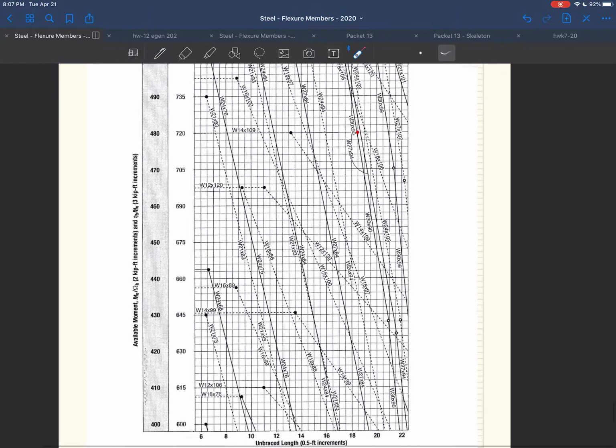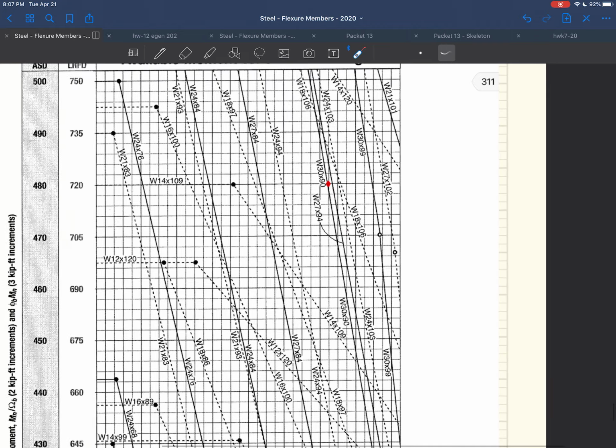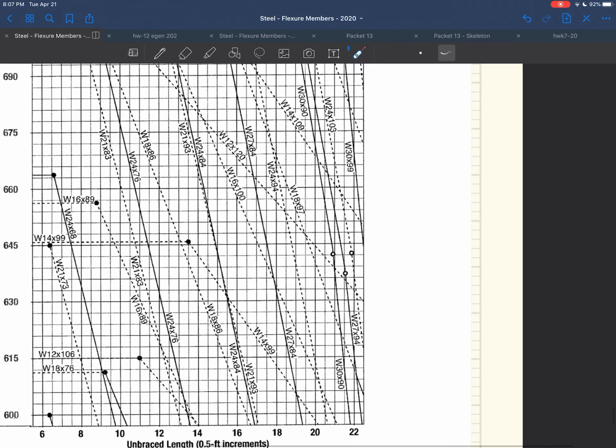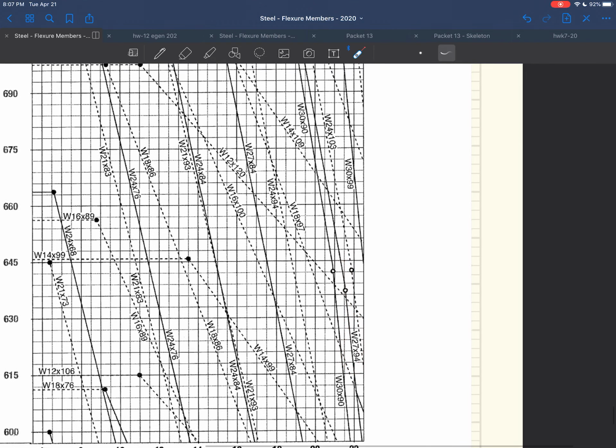No, you know what I'd picked before was a W30 by 90. I think I said that we were okay right there. But also, if you read up into the right from there, you could also get, trace this guy down, 27 by 94.